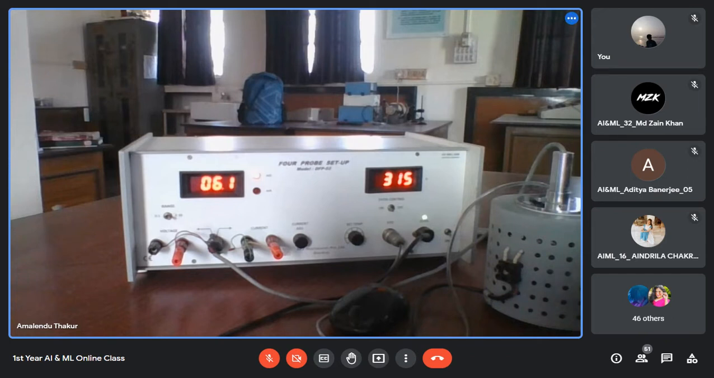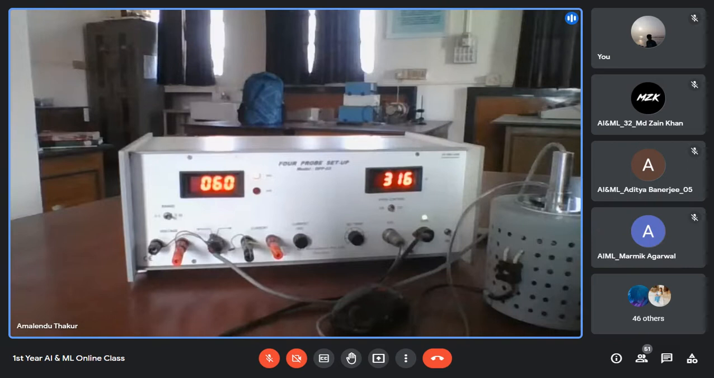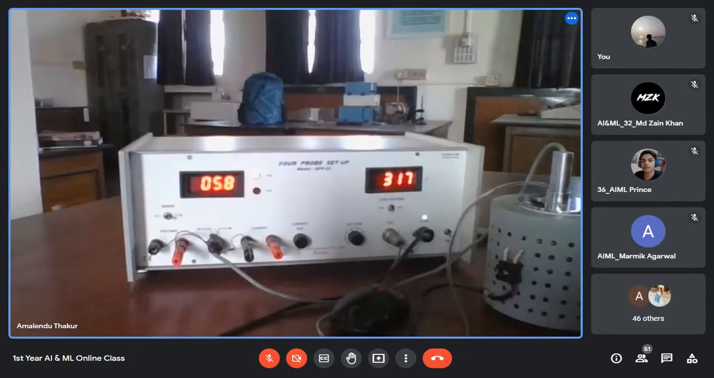Okay, students. So that is 315, now 316. 43 degrees Celsius. It is in Kelvin আর কি, ঠিক আছে?